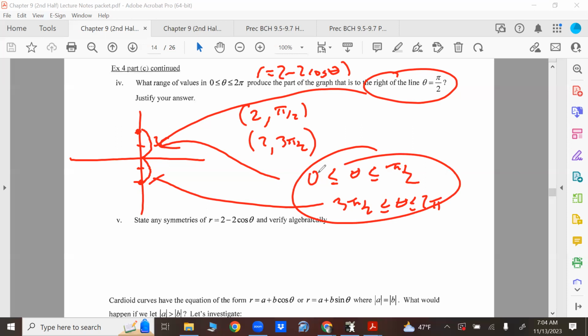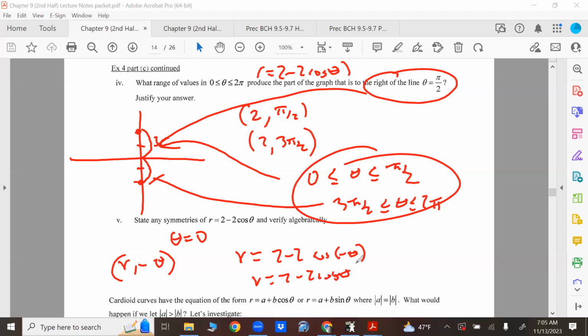State the symmetries. Well, that's not hard. Remember, if you want to be symmetric about theta equals 0, which we know from the looks of it, then we could try r of negative theta. That was from the previous lesson. So replace theta with negative theta and see if we get the same thing, which you should, because cosine is an even function. And there you go. So that verifies that symmetry. And generally they have the form of r equals a plus b cos theta, or r equals a plus b sine theta.